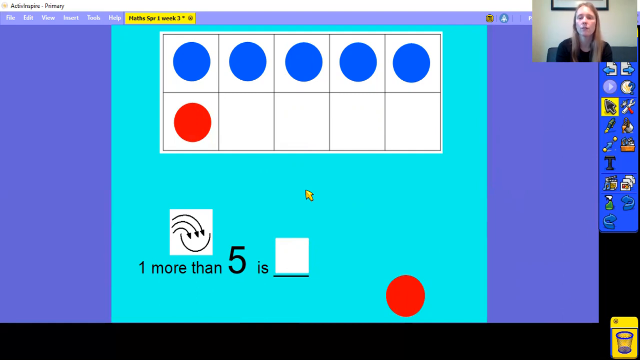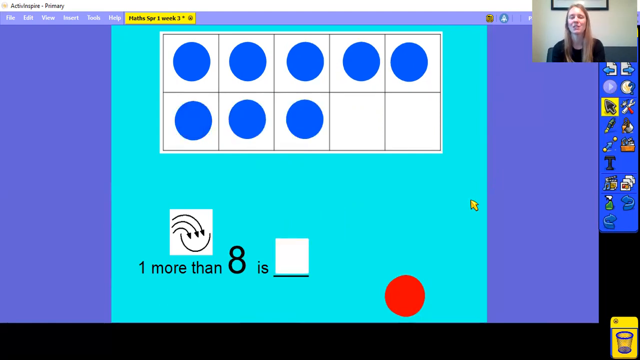Let's count all of the counters to work out how many we have all together. 1, 2, 3, 4, 5, 6. Now we have 6 counters. 1 more than 5 is 6.